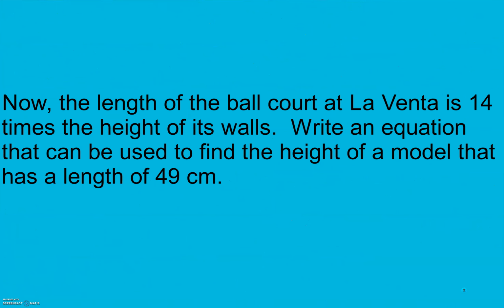Now we're going to do the same thing here. The length of the ball court in La Venta is 14 times the height of its walls. We're going to write an equation that can be used to find the height of a model that has a length of 49 centimeters. So, first sentence, the length of the ball court at La Venta is 14 times the height of its walls. Circle any key numbers. Then underline any questions or things it wants you to do or find. We don't have any of those here. Next are math words. Length of the ball court at La Venta is 14 times the height of its walls. The rest of that isn't important.